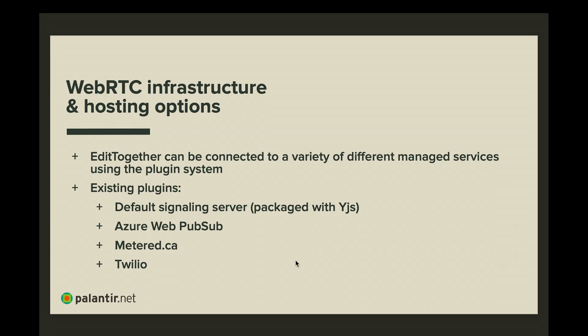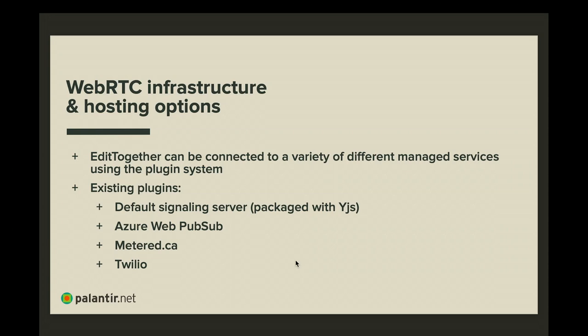YJS actually has a default server that you can use for development purposes. The only thing it does is say, hey, Bob and Carol are both using va.gov and trying to edit node 3. Would you like to connect them? That's literally all that it does. It doesn't even know who Bob and Carol are. It doesn't know if they're logged in or not. Their login group is separate from this.